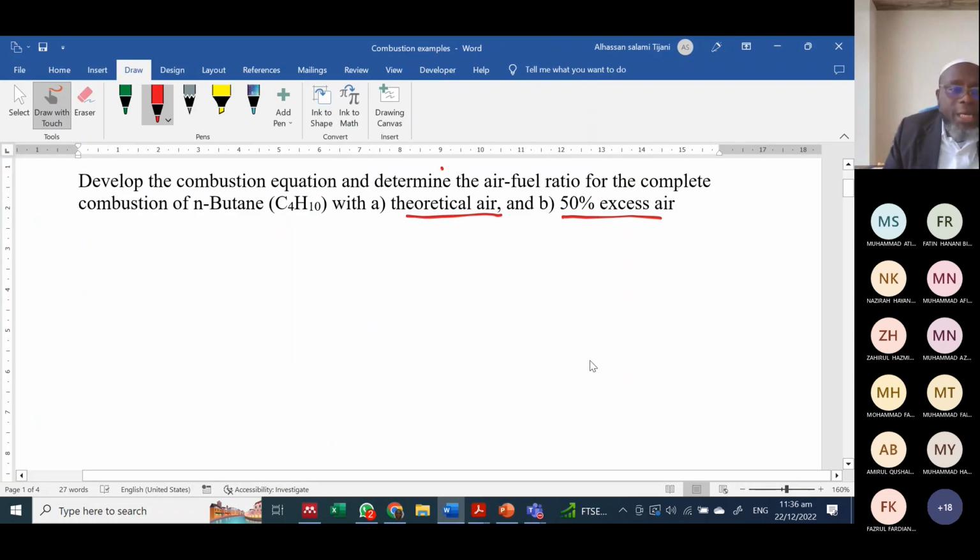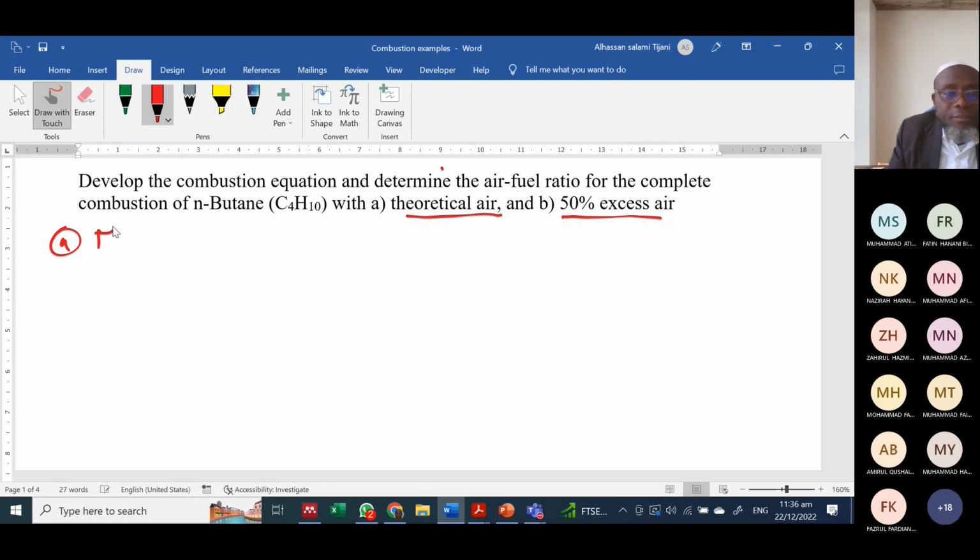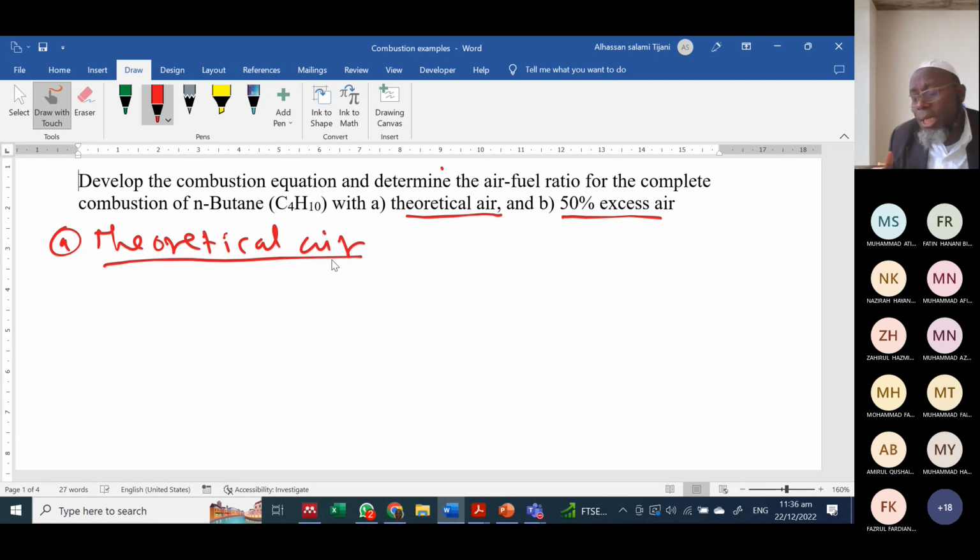All right, so now in this question, let's say A, theoretical air. So first thing we need to do is to balance the equation. When we say theoretical air, it implies the exact amount of air which is required for the complete combustion of the fuel.